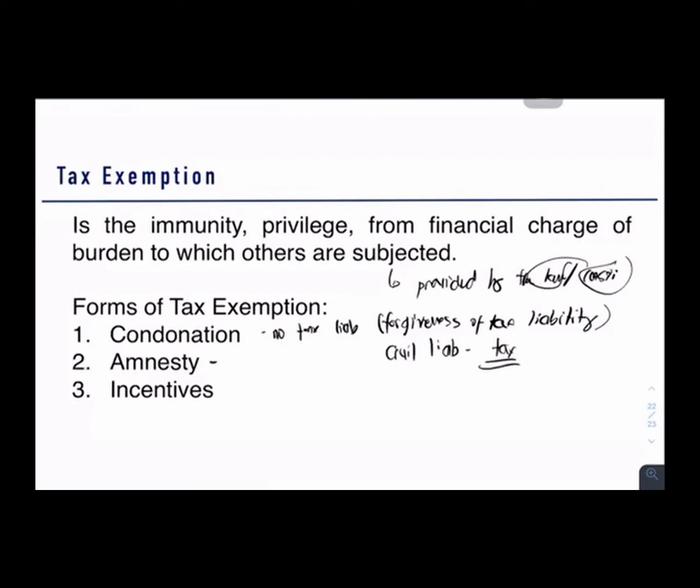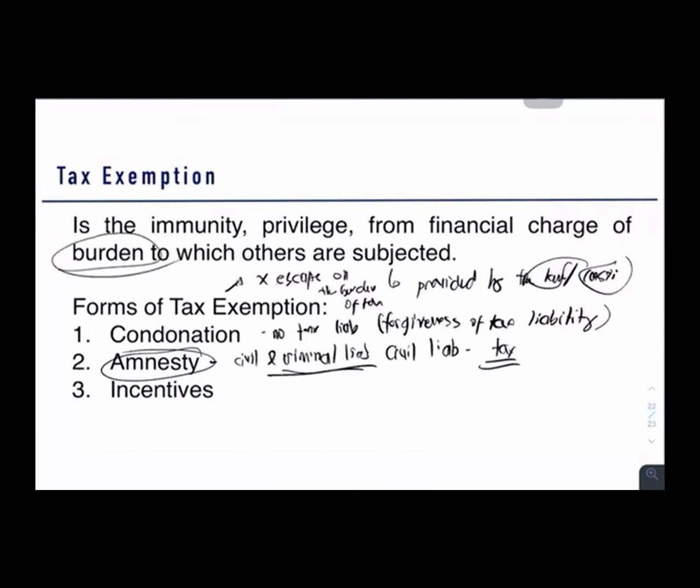Amnesty naman is a condonation also, but however, in amnesty, we have an amnesty on your civil and criminal liability. So normally, pag may criminal liability ka arising from taxation, we have your amnesty or pardon. So katulad nung issue ngayon, di ba may amnesty na binigay or pardon? So ganun lang din dito sa tax exemption na to. Amnesty or pardon out of the criminal liability. Sir, why do we say it is a form of tax exemption? Because, guys, you do not pay or there is an escape on the burden of taxation. So instead of paying the burden, you do not pay.